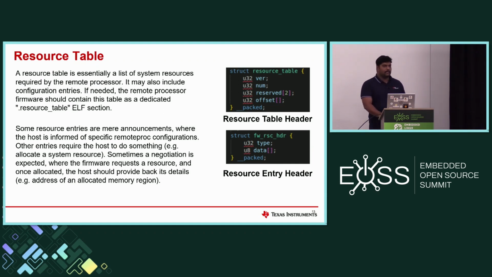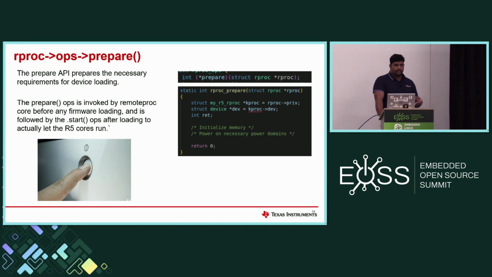Now we are going to look at the operations, or the API, that the remote processor subsystem in Linux implements. The first one is the remote processor operation prepare. You need to load firmware and start a processor to run. But to load firmware on a processor, you might need to do some initialization before even starting to load. Think of it as switching on the processor.